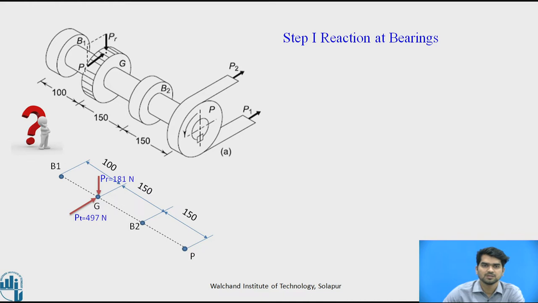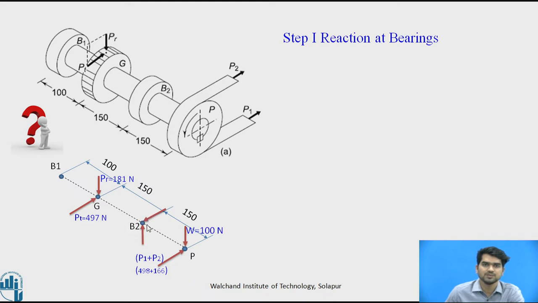Similarly, these are the values they have given us in the problem statement: PR is equal to 181 and PT is equal to 497 Newton. Similarly, they have given us the value of the tensile force acting on the belt. P1 plus P2 is nothing but the total tensile force acting on the belt over the pulley, as well as the weight of the pulley, which is acting vertically downward. So we have to make the summation of P1 plus P2, and this is the load of the pulley acting vertically downward. These are the forces we have to consider.